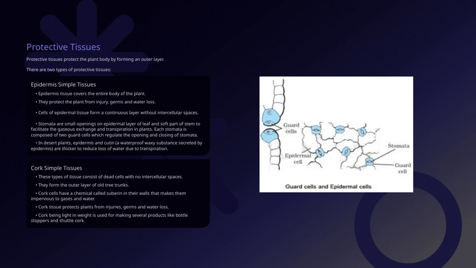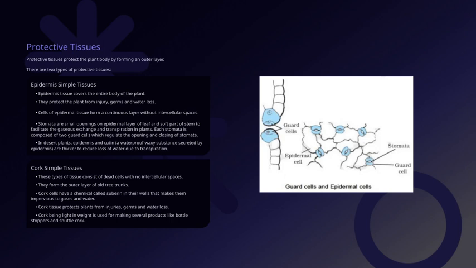Now, moving on to cork. Cork tissue consists of dead cells that lack intercellular spaces, making them quite dense. You typically find cork forming the outer layer of old tree trunks. The walls of cork cells contain suberin, a chemical that makes them impervious to gases and water, providing an effective barrier. Cork also protects the plant from injuries and germs, just like the epidermis does. Additionally, because cork is lightweight, it's used to make various products such as bottle stoppers and shuttle corks.